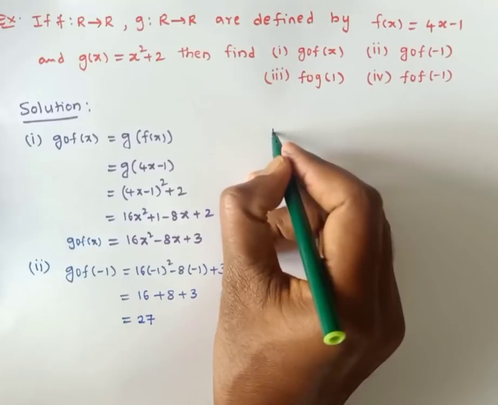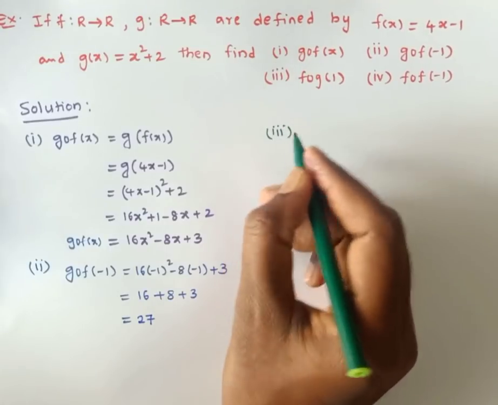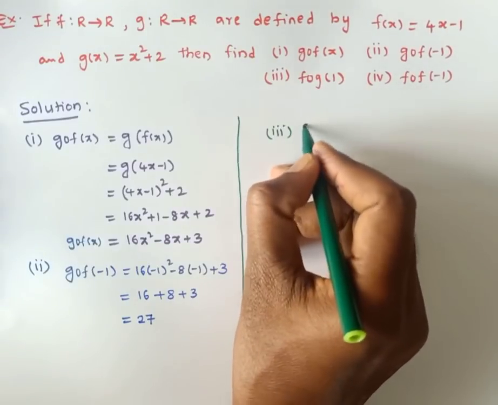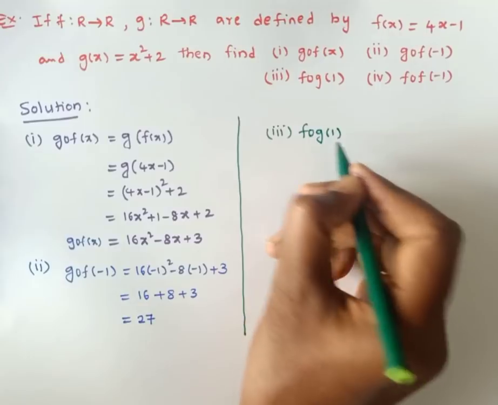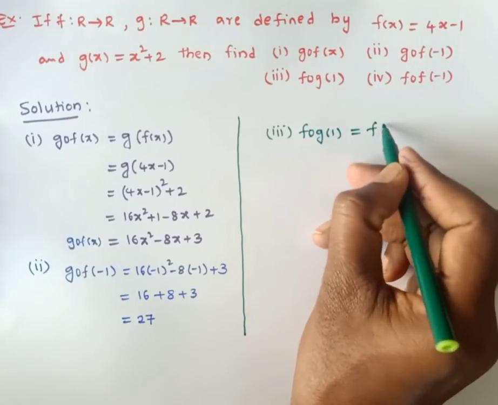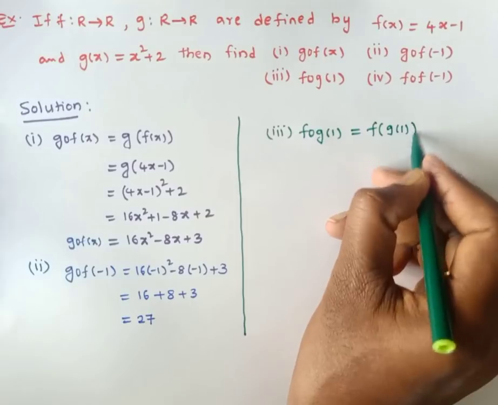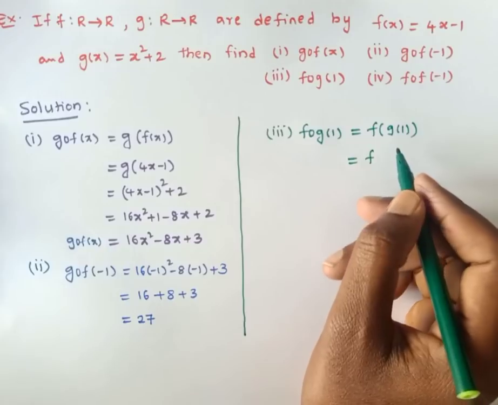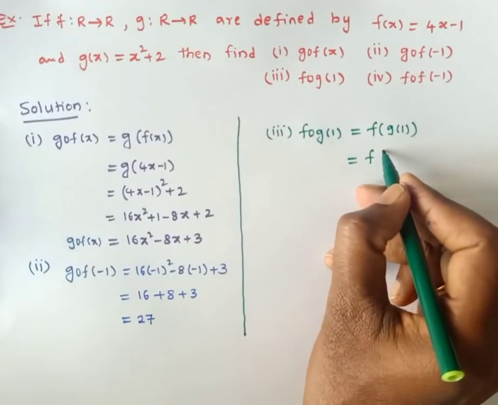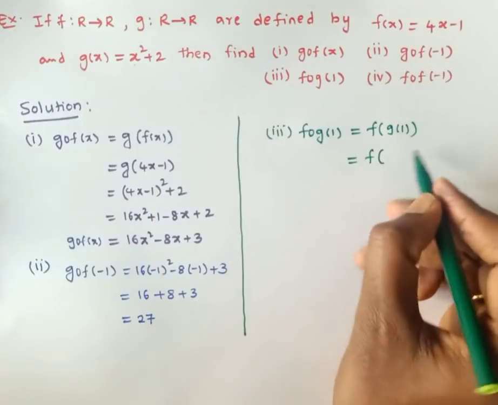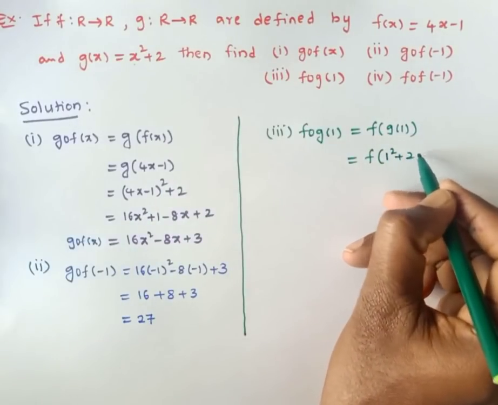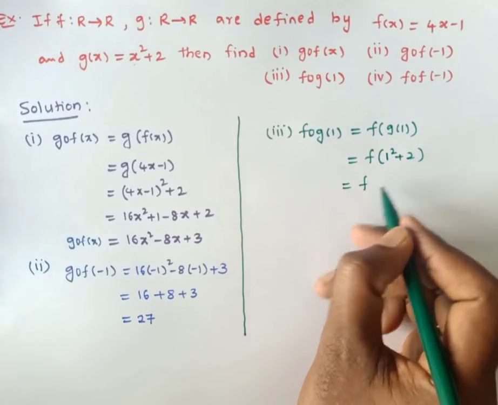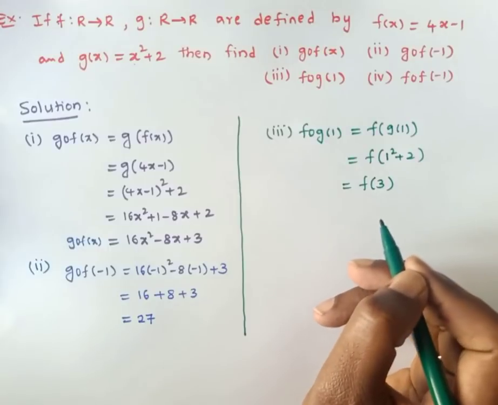the third one. Now what is the third problem? F compose g of 1. So this is f circle g of 1. Now we can write this as f of g of 1. First find out the g of 1 value. G of 1 means you need to replace this x with 1, so that it is 1 square plus 2, right? Now this is f of 1 square is 1, 1 plus 2 is 3, so f of 3.